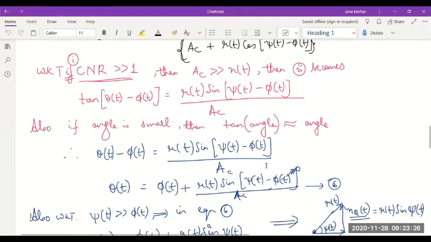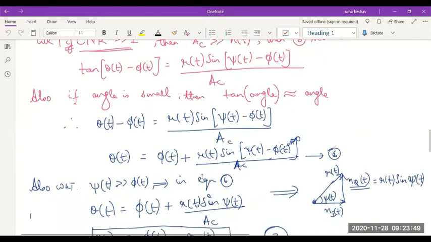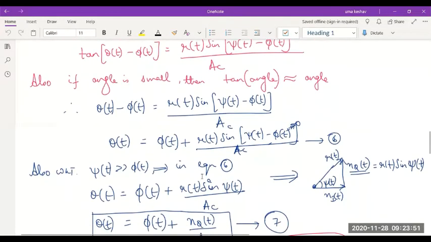And later on, since we know that the overall angle is small, theta minus phi would usually be a small angle, then I can just take tan theta as theta itself. That's what we have done in the next step. Tan theta minus phi is taken as theta minus phi.